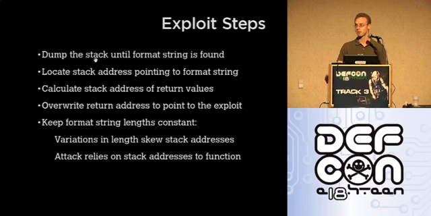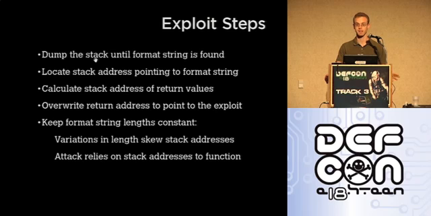Let's talk a little bit about the exploit steps for my new method. I first dump the stack using an exploit string until I find that exploit string on the stack. I then find the address of that format string on the stack. Then by finding the physical location and the pointer to that location, I can calculate the address of any other stack pointer or stack data that's present in my dump.